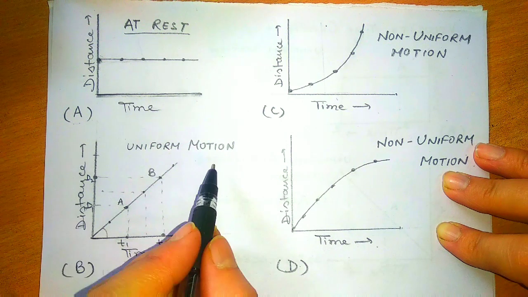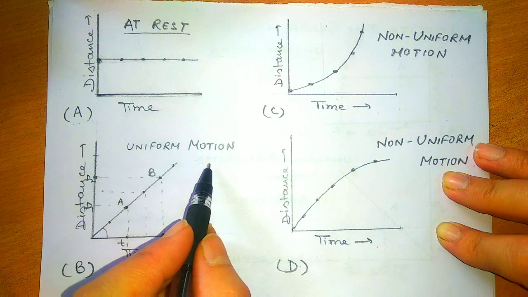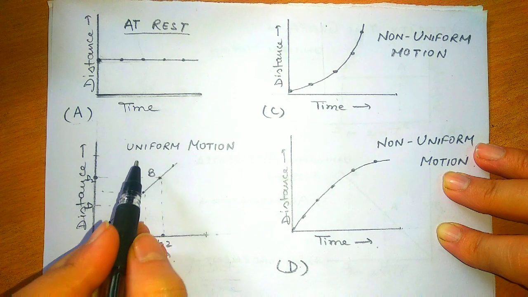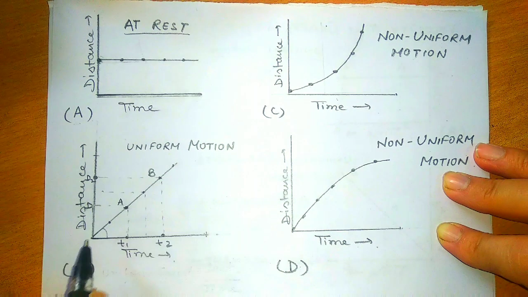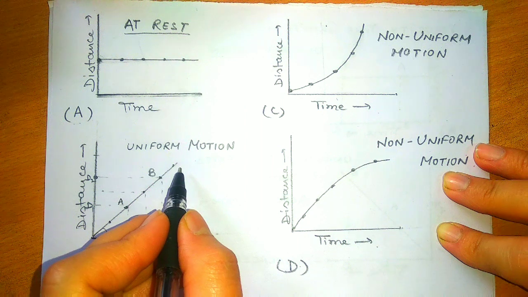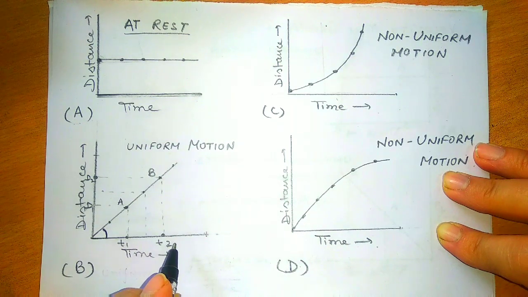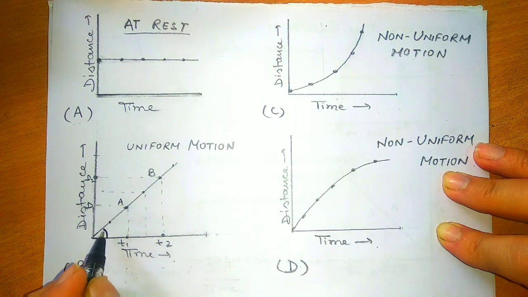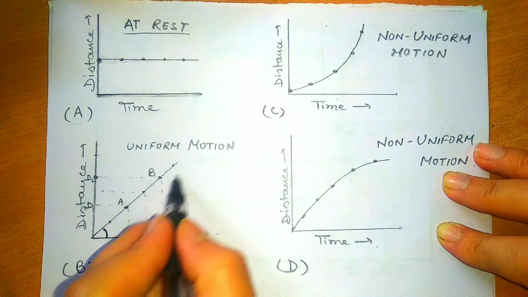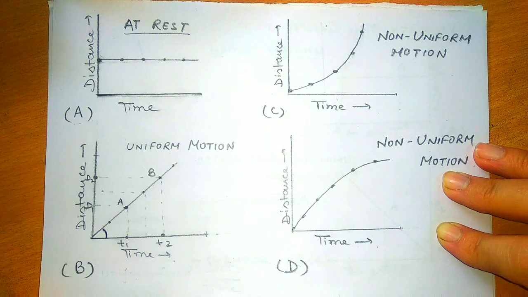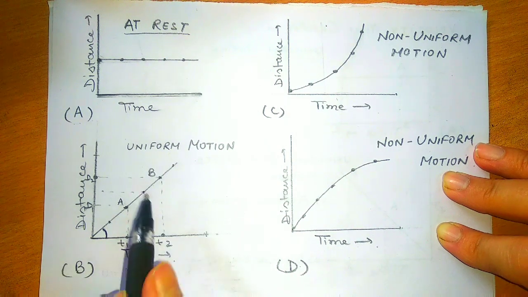Second, we have the distance time graph for uniform motion. Uniform motion means when an object covers equal distance in equal intervals of time, we can say that motion is uniform motion. And we get a straight line graph which is inclined at a constant angle from the time axis. So this angle will remain the same throughout.